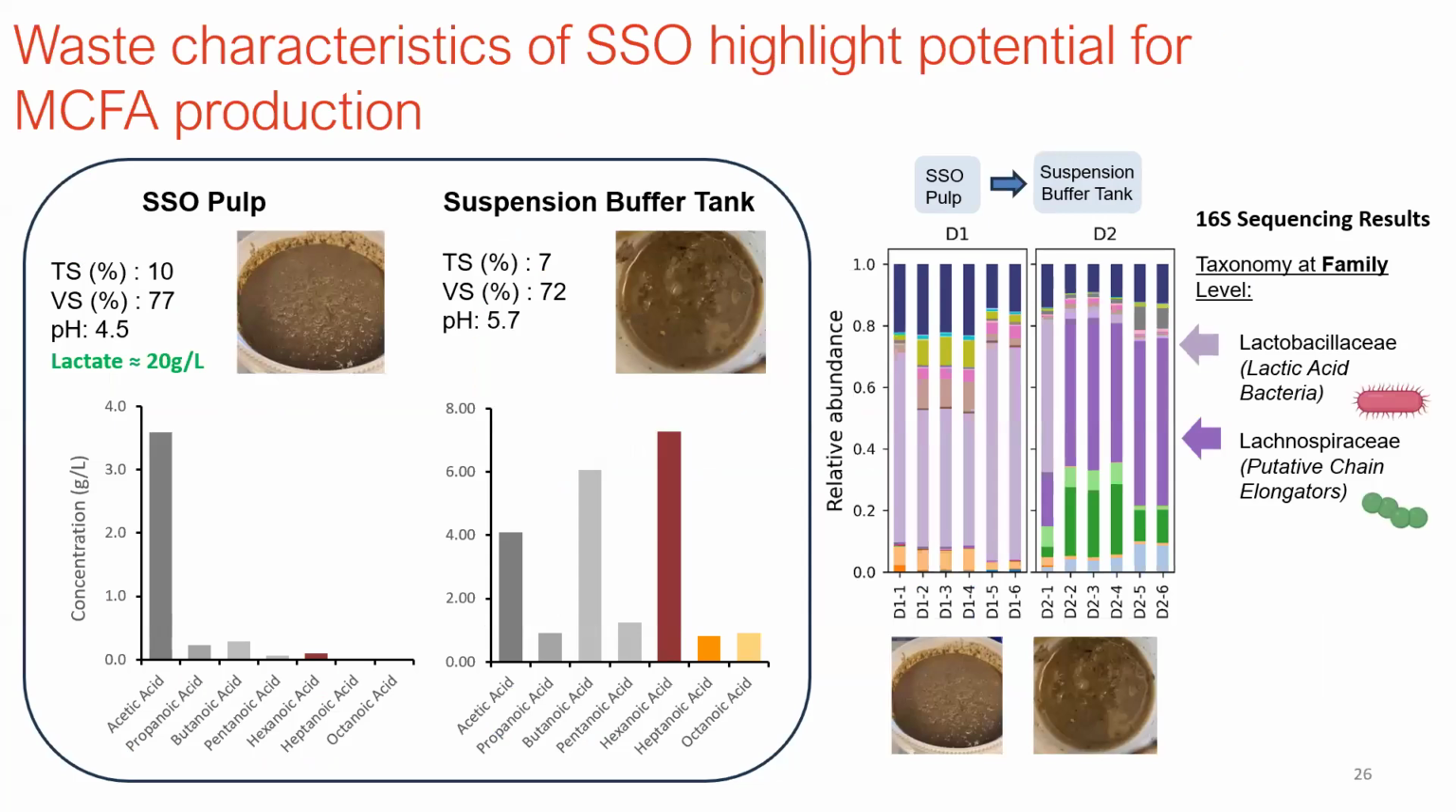And so just some characteristics of the pulp. It's actually a really nice feedstock for making MCFAs natively, because the pulp itself has a very high abundance of lactic acid bacteria, those microbes that break the food waste down to lactate. 70% is lactic acid bacteria. And in the buffer tank prior to the digester, a short retention tank that feeds the digester, we saw quite an enrichment of putative chain elongating microbes, which we used to inoculate our reactor.